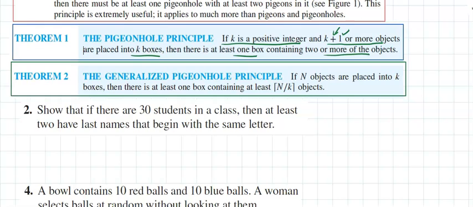And this is also very useful. We're not going to use it as much, not yet. If n objects are placed into k boxes, so n objects, k boxes, then there's at least 1 box that contains, notice this is the greatest integer rounded up.